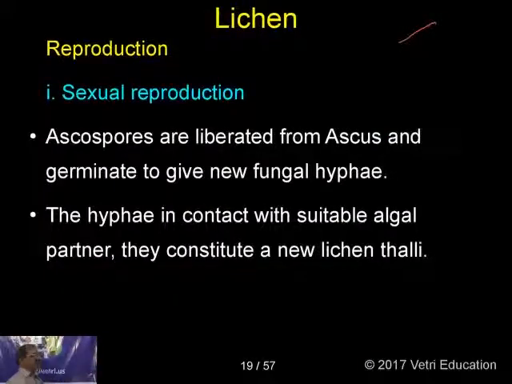These ascospores are liberated from the ascus and germinate to give new fungal hyphae. These hyphae, in contact with a suitable algal partner, constitute a new lichen thallus. This line is very important because the sexual reproduction is done only by the fungal partner. So the fungal partner gives the fungal spores. They germinate and give the fungal hyphae only. Those fungal hyphae find a suitable alga and form this lichen association.